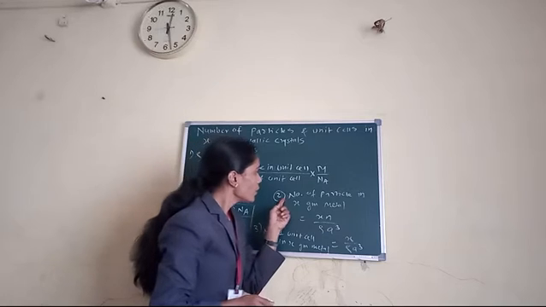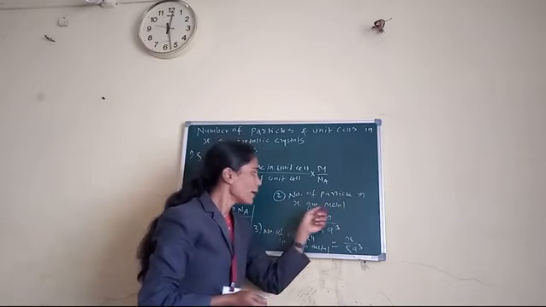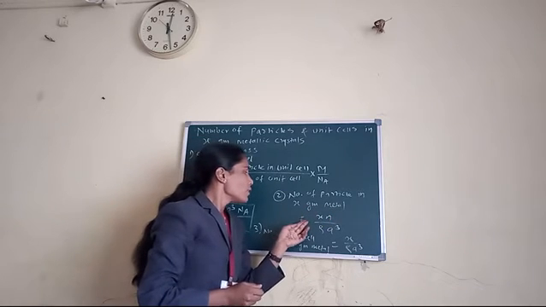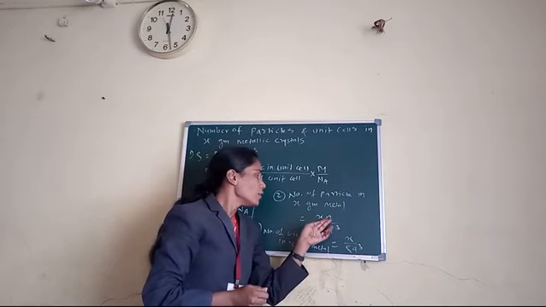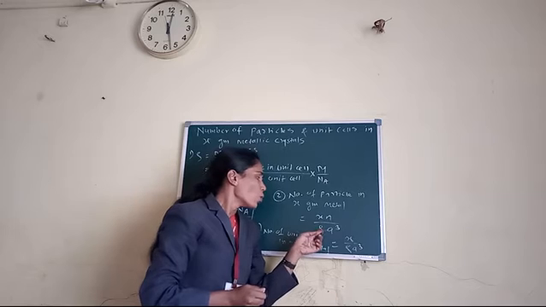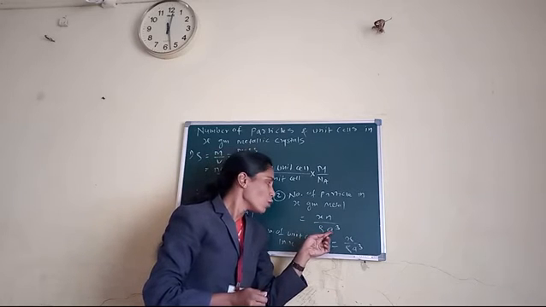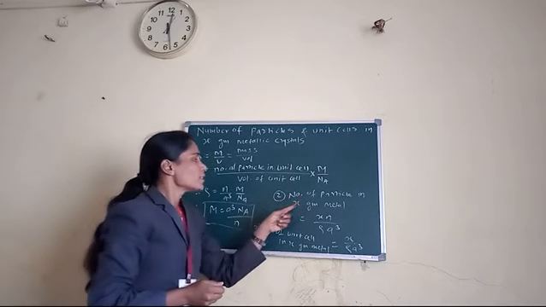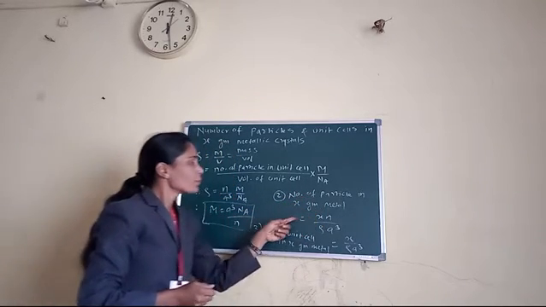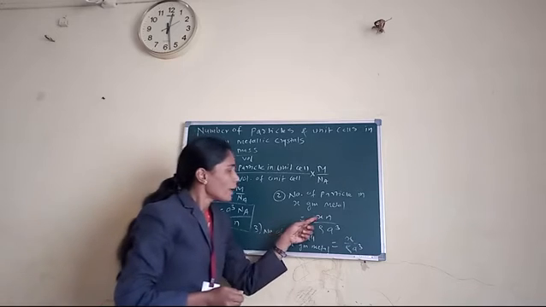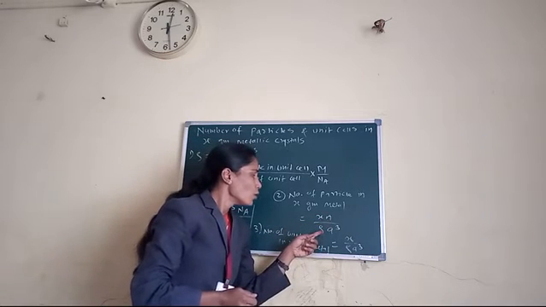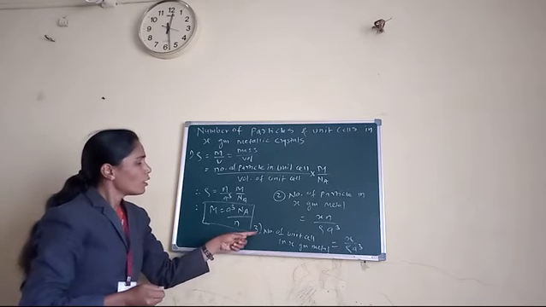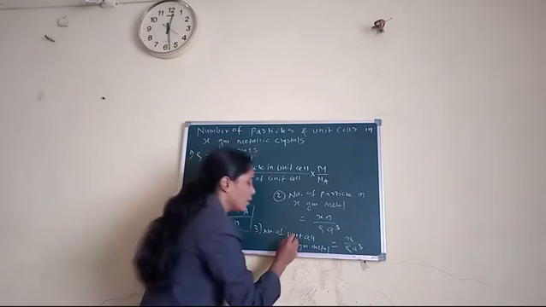The second formula is the number of particles in X gram metal. The number of particles in X gram metal is equal to X into n upon rho into V, where n is the number of particles and volume means a cube. So the number of particles in X gram of metal can be calculated by the formula X into n upon rho into a cube.